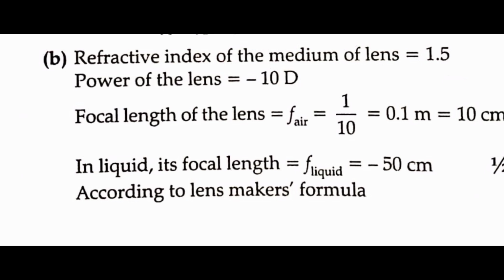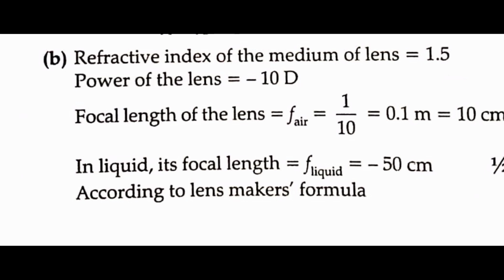And in liquid, the focal length is given as 50 centimeter, and it behaves as a diverging lens. So here we can write minus 50 centimeter as the focal length. Now these are the things given. What we have to find is the refractive index of the liquid, by using these facts.